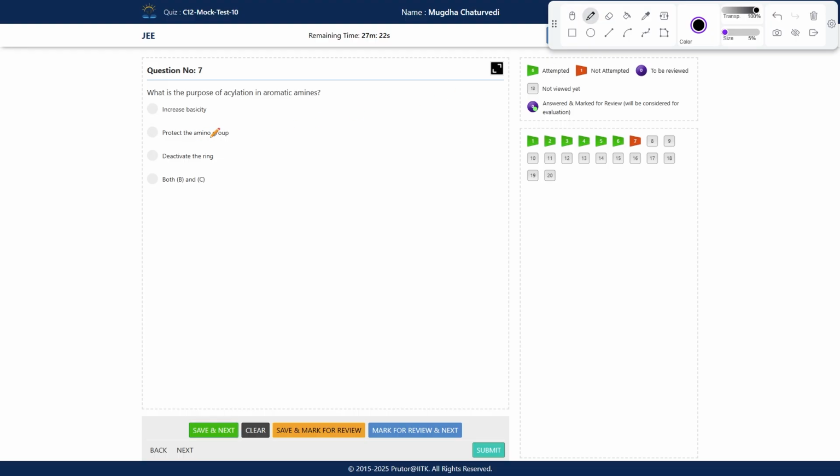Now the next question is asking, what is the purpose of acylation in aromatic amines? If I take an example over here, then by this it will be clear what the purpose is. Here I have this molecule and I react it with acetic anhydride, O double bond O CH3. So what this will do, you will see in this case NH double bond O CH3, and we will get.